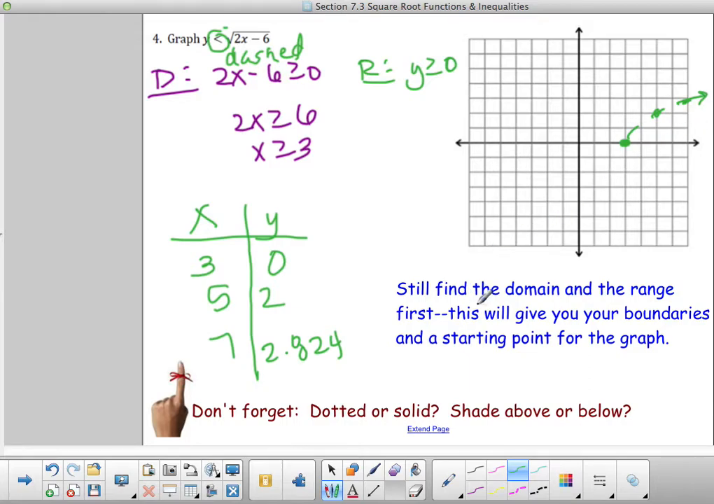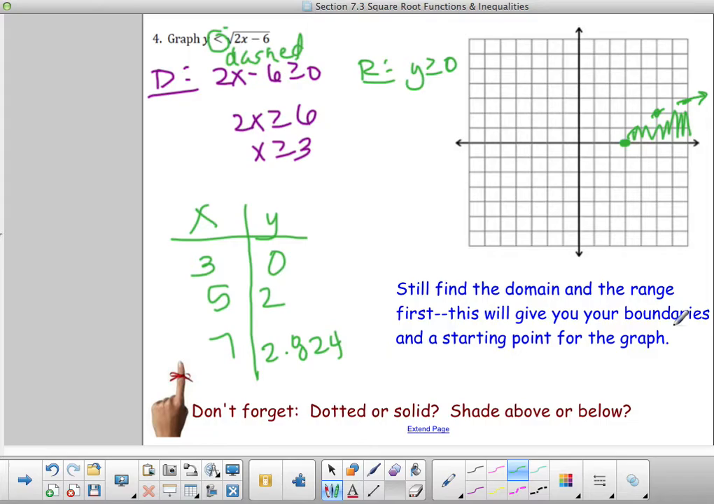Okay, now we need to shade. So when I shade, it says y is less than. So if I shade less, it's below. Okay, so I'm going to shade below the line. One other thing to keep in mind, though, is my range is y is greater than 0. So I'm really only going to shade this piece right in here. Okay, so that is how I would graph example 4.